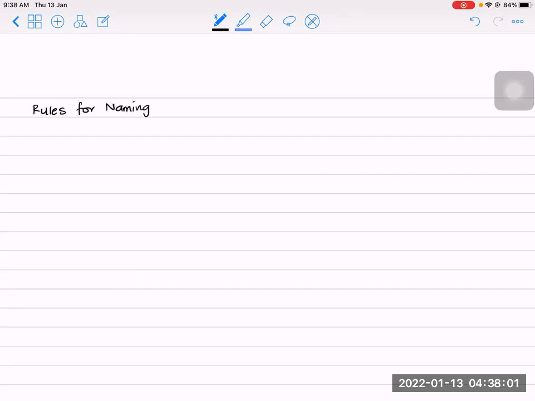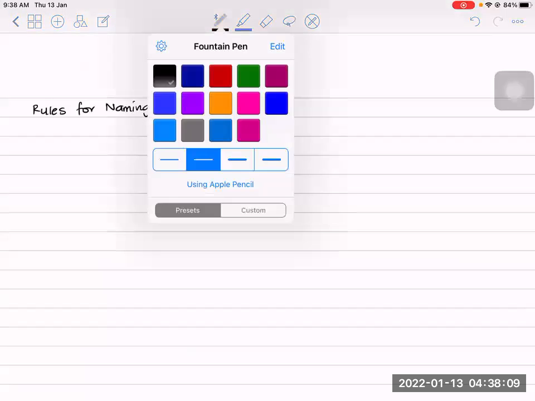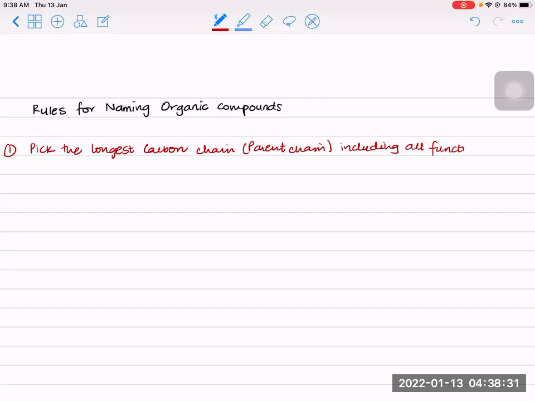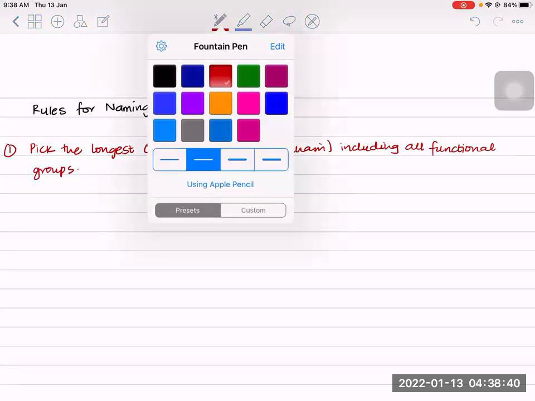So, rules for naming organic compounds. First rule is that you got to pick the longest carbon chain, which is called the parent chain, including all functional groups. So you must pick the longest carbon chain, including all functional groups.